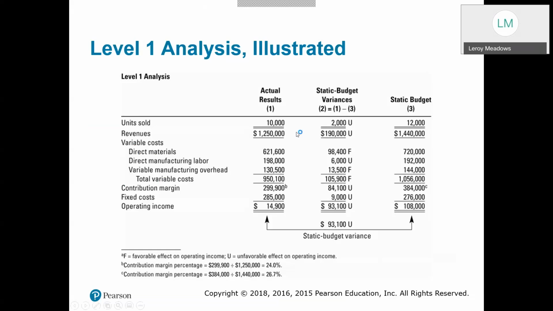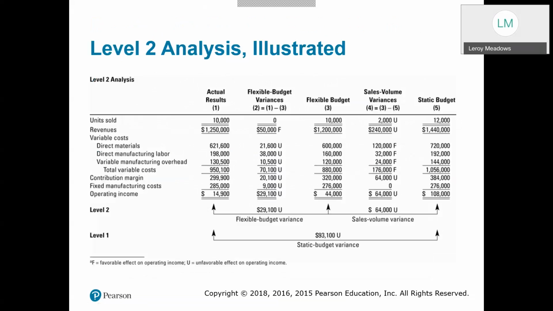So the static budget variance here is comparing apples to oranges, which is why we want to do a flexible budget, because now I can isolate two other variances that comprise, or are added to or complement each other, to compute the static budget variance.